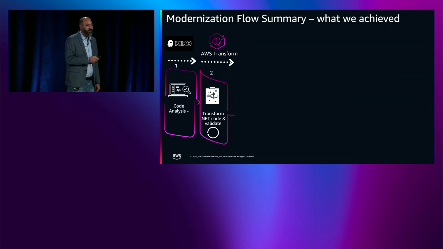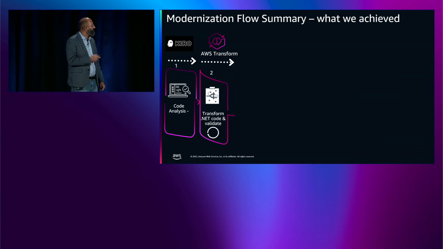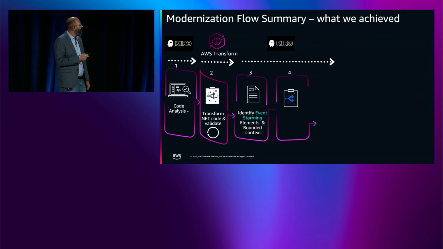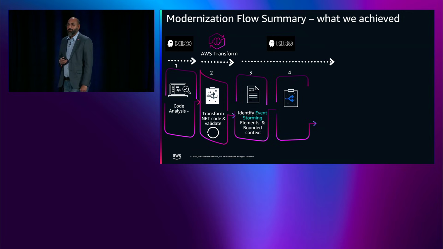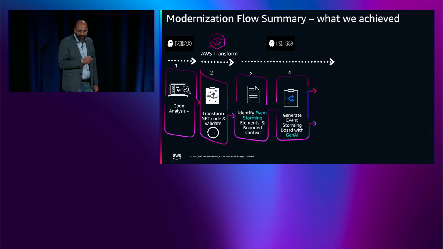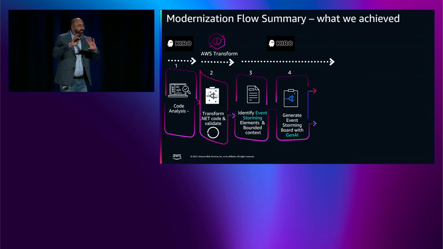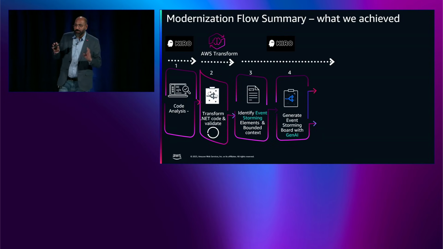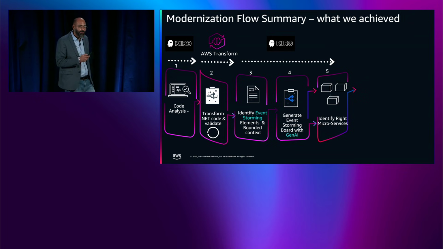Then we transformed from the older .NET framework to .NET 8 for our existing application using AWS Transform. And then we did the event storming and domain-driven analysis for the given application, right? And then we generated different event storming boards to represent the different bounded contexts we could arrive at, with the right granularity, which then finally converged into the right microservices.